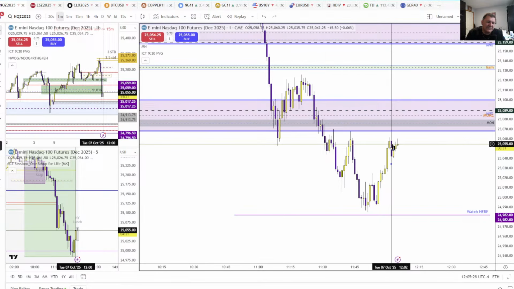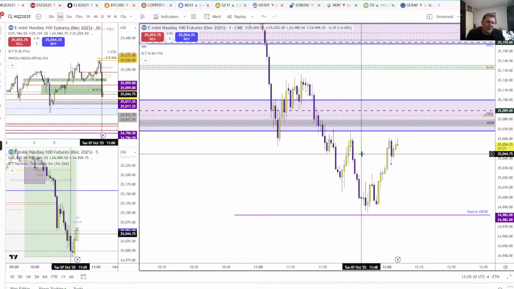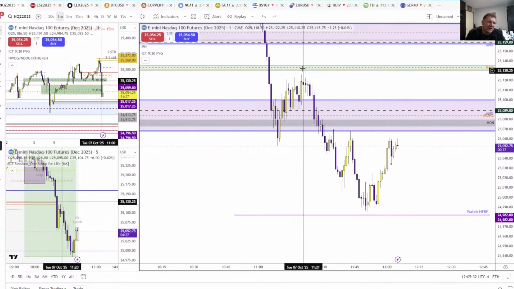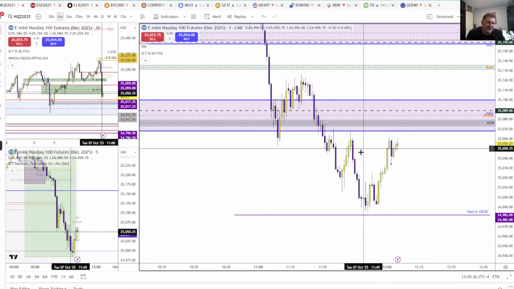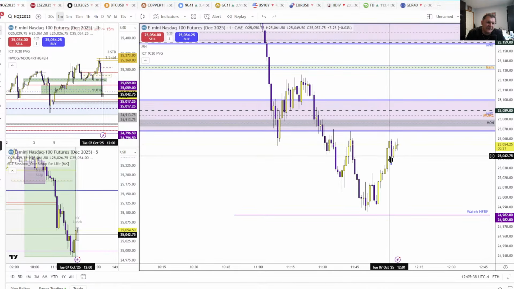Let's see if this bull trap holds and comes down lower, or if we run back into this range. I'm not content for a change in direction until we break this high here, not this little one here, just so you know.